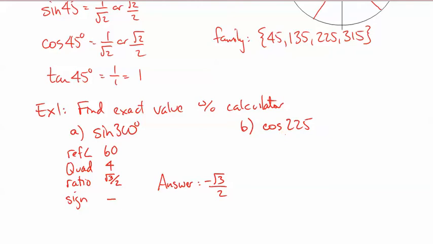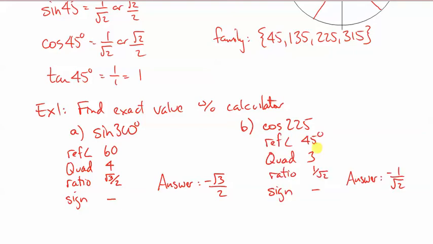Try doing the same thing with this one. Similarly to before, 225 is a little more than 180. It's 45 more, so the reference is 45. I'm in quadrant 3 as a result. 45 degrees with cosine matches the ratio of 1 over root 2, or root 2 over 2. Quadrant 3 for cosine means the x is negative, so the cosine will be negative, and your answer is negative 1 over root 2. This is the basic idea of how to work with these problems.